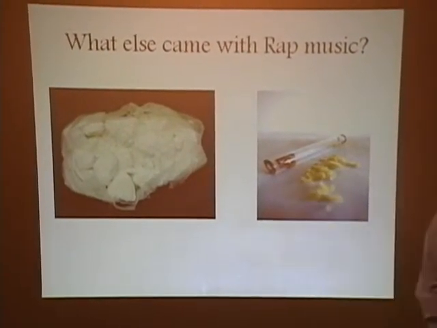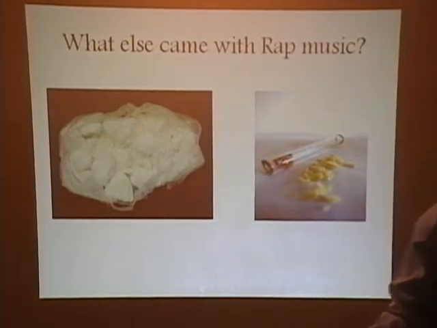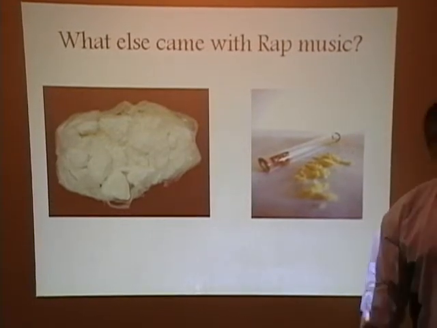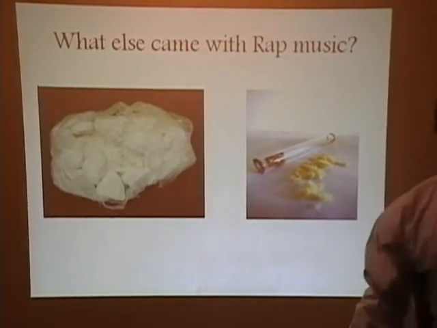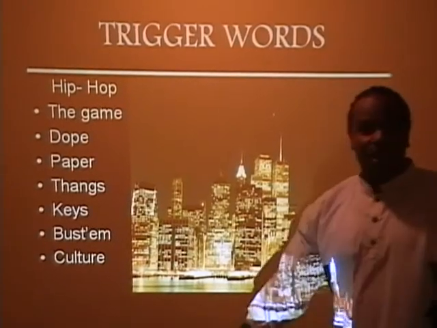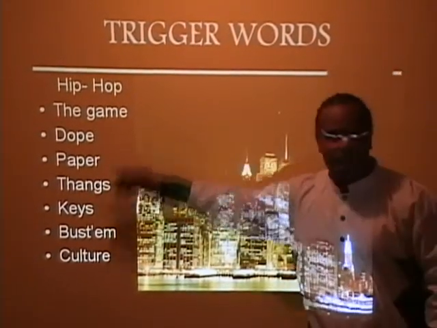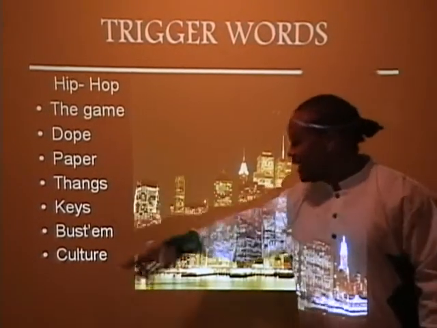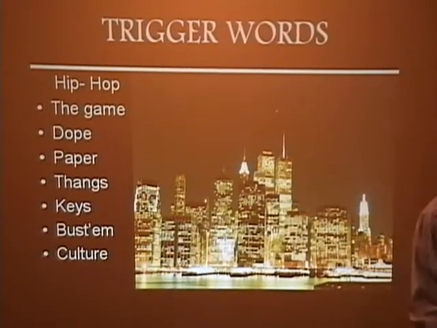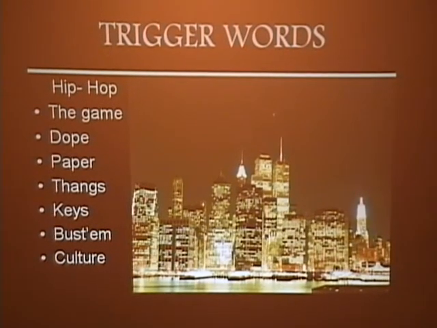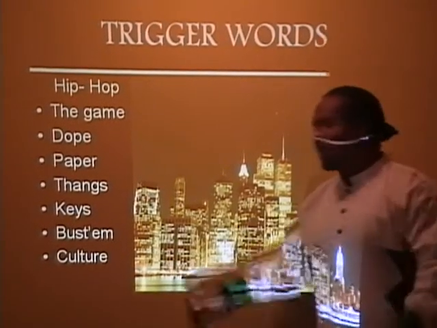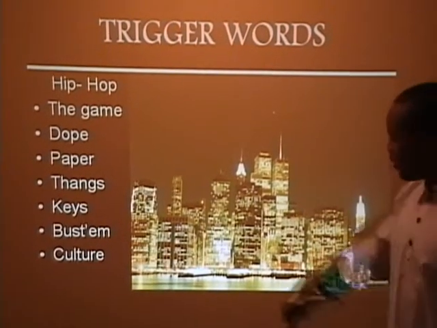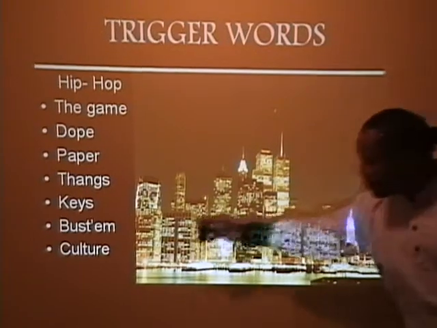And now we're in the era where everybody's talking about what? Crack, drugs, money, women, and cars. And here are some trigger words that came along with hip-hop: game, dope, paper, things, keys, bustin', culture, murder, and drugs is the real culture, is what they're talking about. They're not talking about the real culture of Kemet or the Moorish culture. They're talking about this culture here made by Europeans.